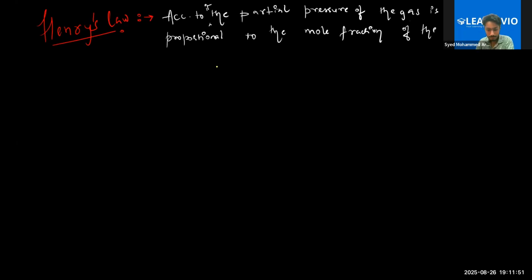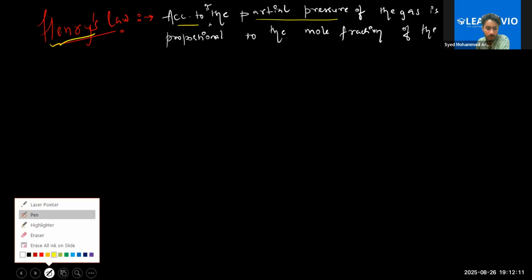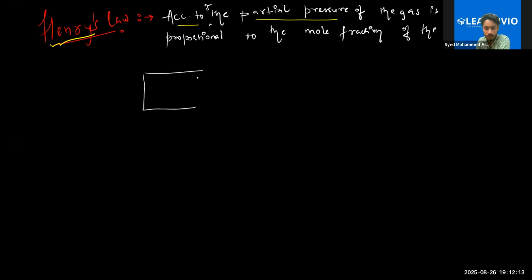So now, basically what I have written here, according to Henry's law, what is this Henry's law? Henry is basically a scientist who gave this law. So according to Henry's law, the partial pressure. What is partial pressure? The pressure which is exerted by the gases. For example, I am having a beaker like this. And this is a closed container, not a beaker, basically a closed container.